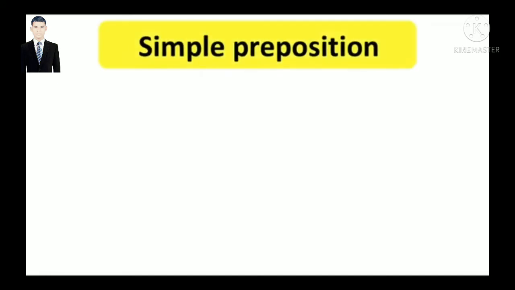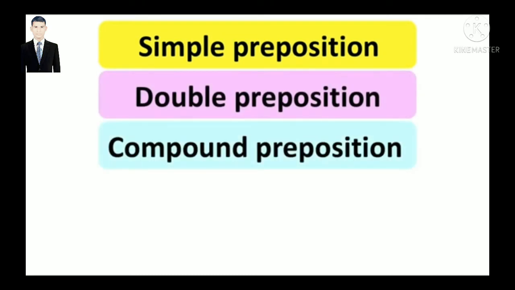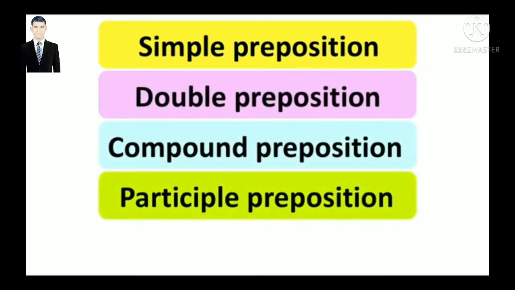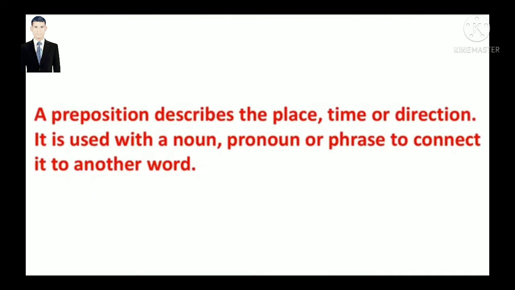There are 5 types of prepositions: simple preposition, double preposition, compound preposition, participle preposition, phrase preposition. A preposition describes a place, time, or direction. It is used with a noun, pronoun, or phrase to connect it to another word.